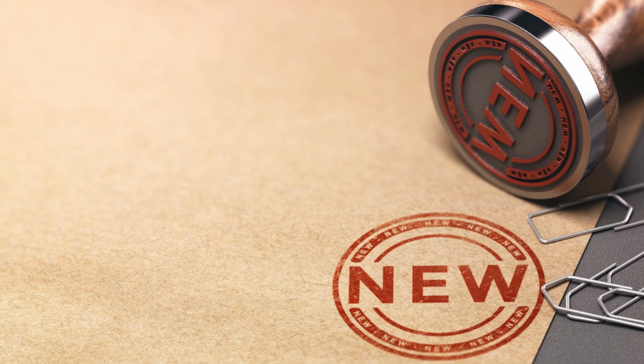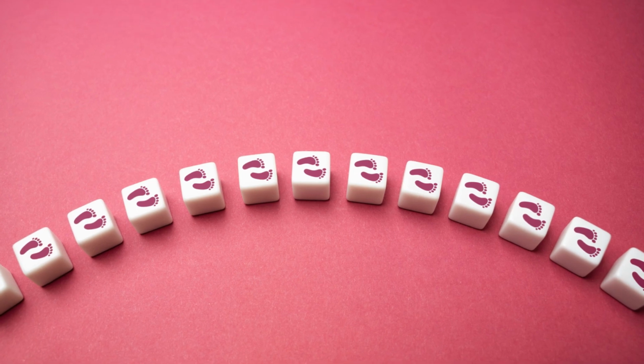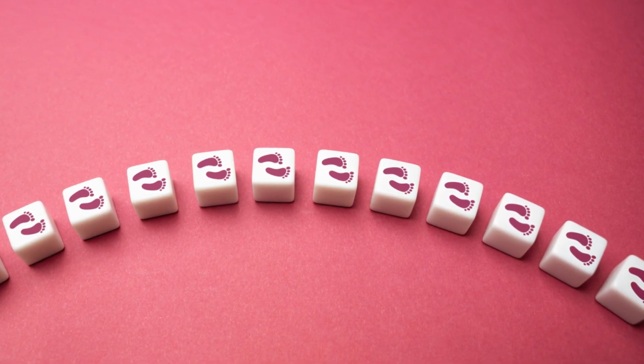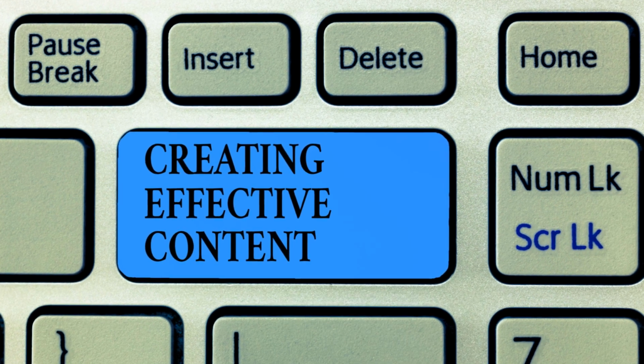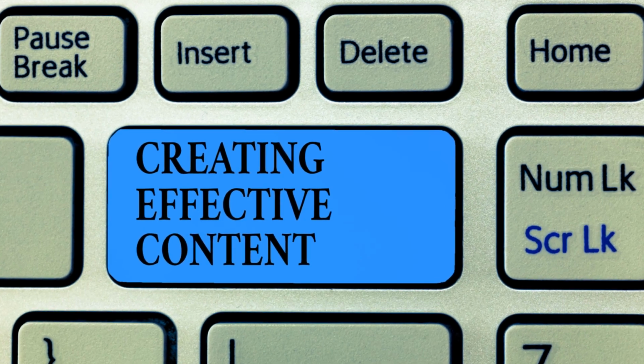Step 6. Optimize your content. Use SEO strategies to help your videos appear in search results. This includes using relevant keywords in your titles, descriptions, and tags.